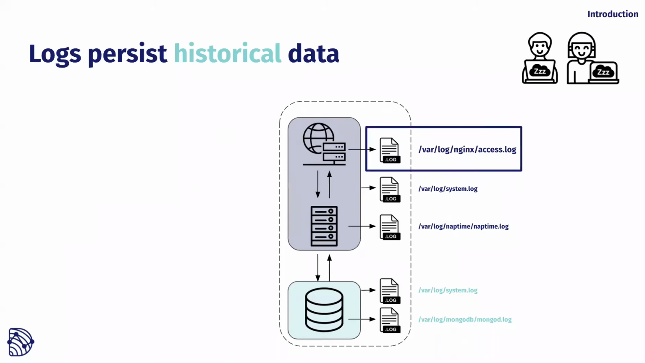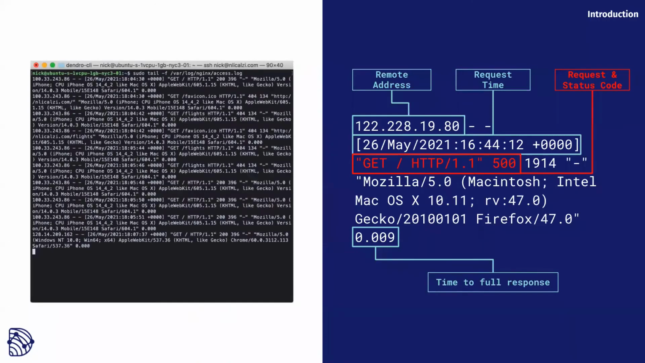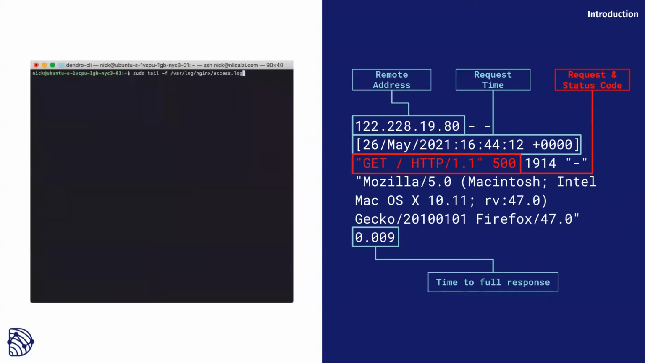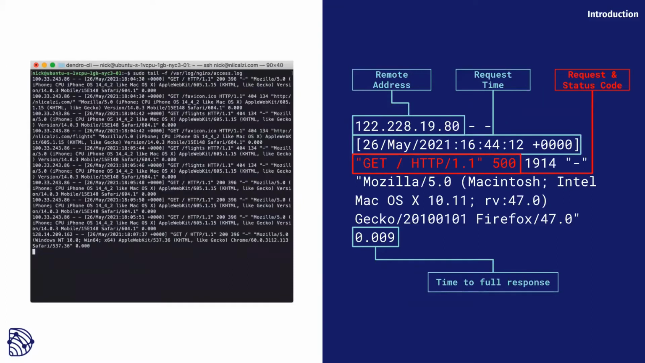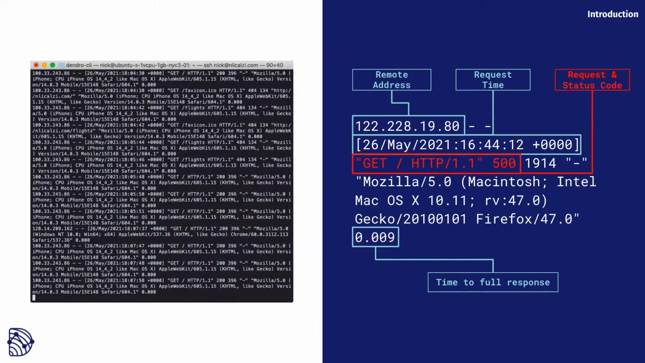Let's say that the NapTime team is curious about what's going on with their Nginx web server. One of their next steps would be to take a look at the access log file in the Nginx subdirectory of var log. Web servers like Nginx and Apache produce access logs, where each line contains information about every request sent to the system, like the IP address of the requester, the time of the request, the path of the requested file, the server response code, the time it took the server to fulfill the request, and more.